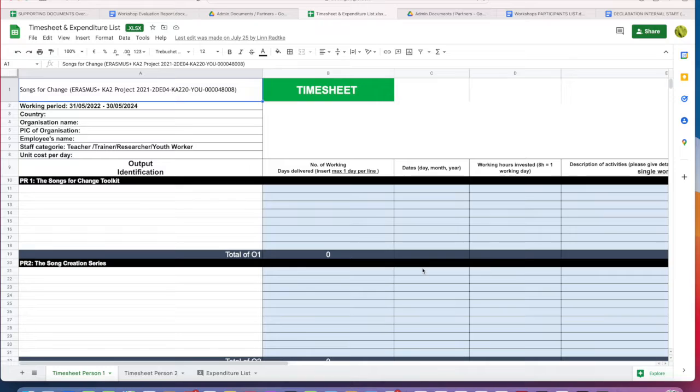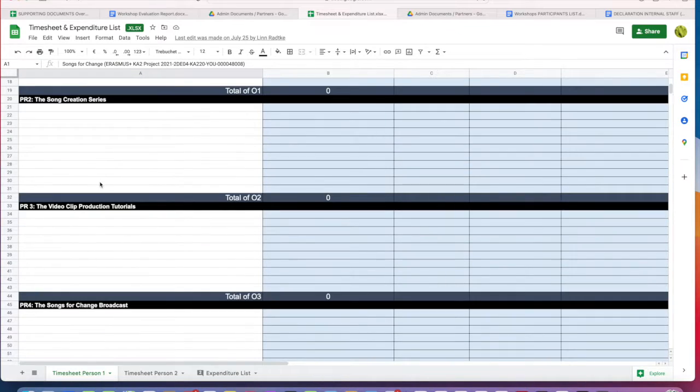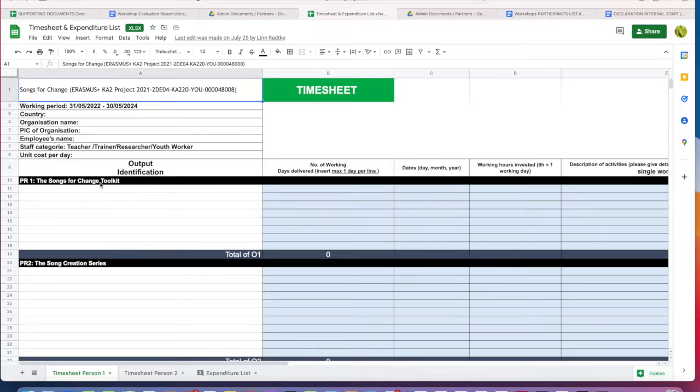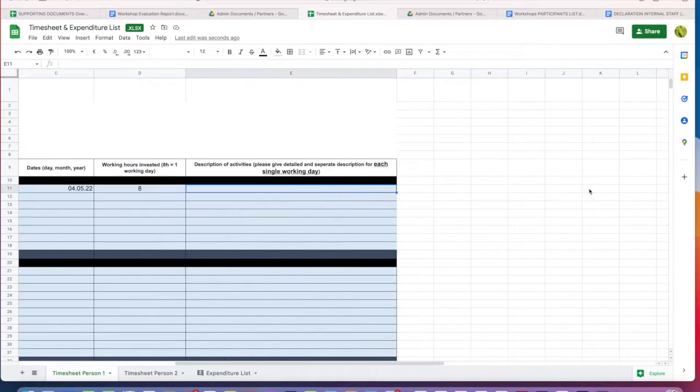In a second I shall also show you one which is filled in. And so you have, for example, for this project we had 4 project results. The first one was a toolkit, and what you do here is to insert, for example, the number of working days, for example, 1 working day, which is here the equivalent of 8 hours, and the date, let's say it was the 4th of May 2022.